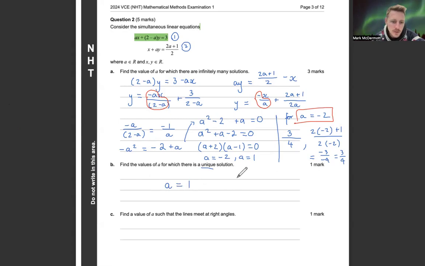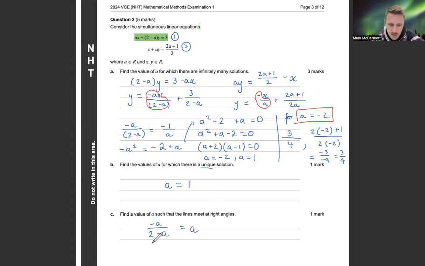Find a value of a such that the lines meet at right angles. Okay, that must mean if they meet at right angles, then this negative a on 2 minus a, which is one of the gradients, has to equal the negative reciprocal of the other. Because remember, when lines are perpendicular, the gradients are negative reciprocals of one another. So the negative reciprocal of -1 on a is a. So when that equals a.